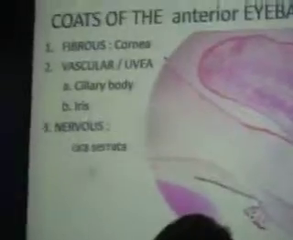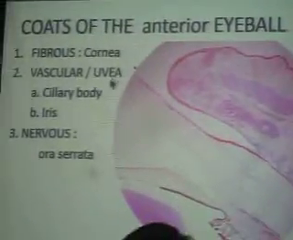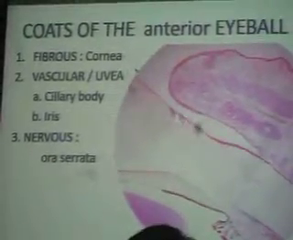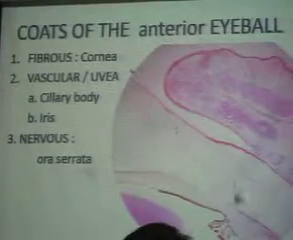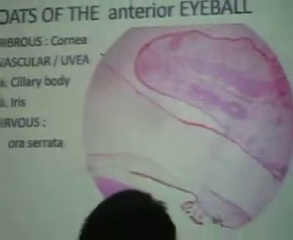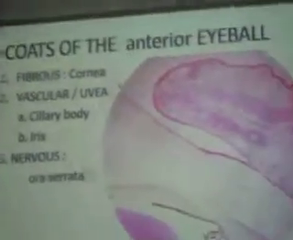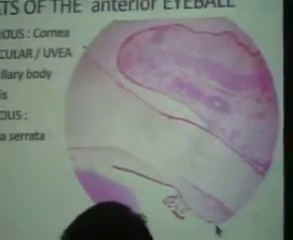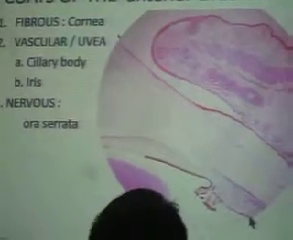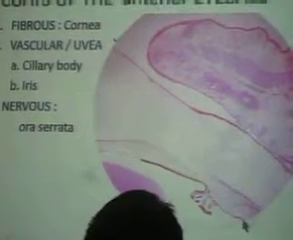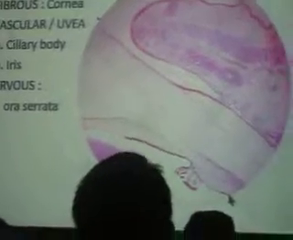And then for the more anterior part, you'll have the other parts of your fibrous coat, which is your cornea. For the vascular coat, you have your ciliary body and then the iris. And the nervous coat stops at the area where you don't have nervous tissue, which is your ora serrata. Hanggang dito lang yung ora serrata.